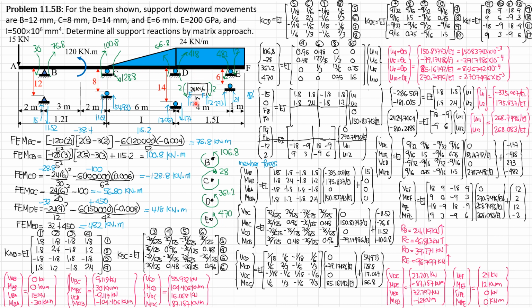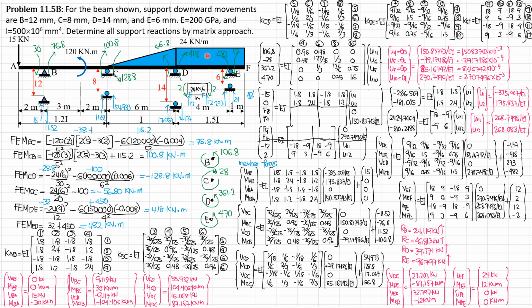And finally, in DE, summation moment about E equals 0. So we anticipate that the fixed end force DE is downward, so its moment is counterclockwise. Then plus moment of the load, 24 times 4 times 2, because it is also counterclockwise. Then equals 418 plus 482. You will get 177.